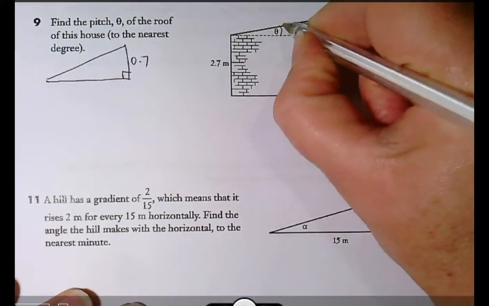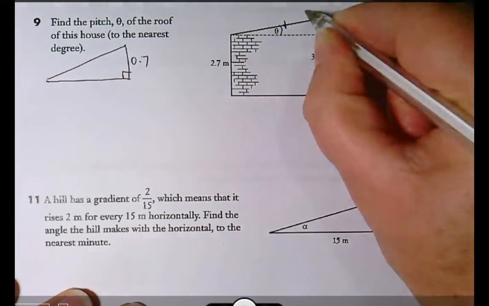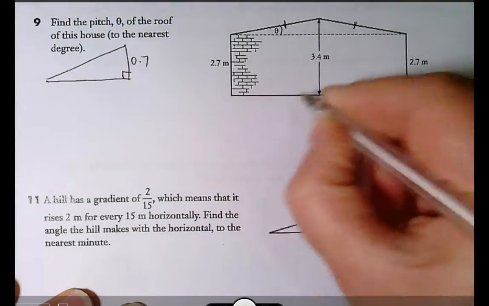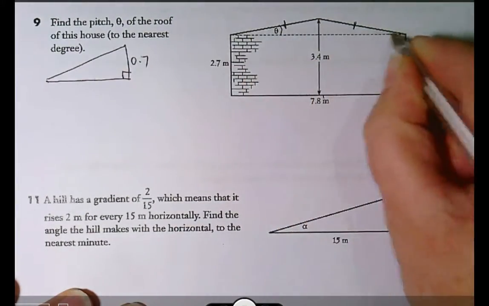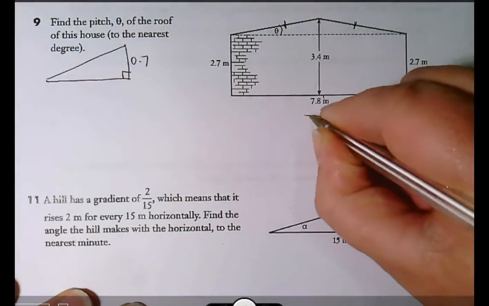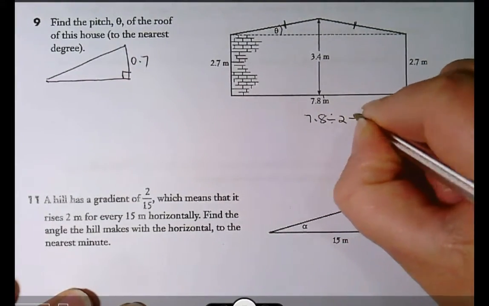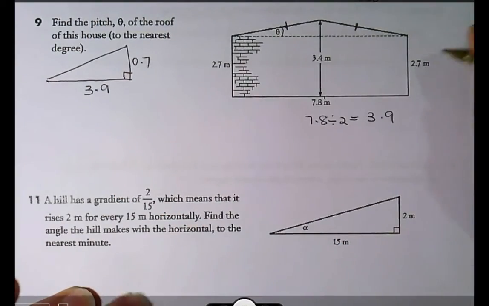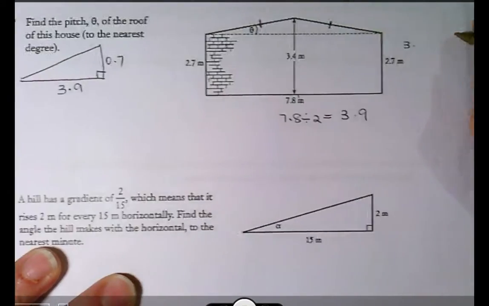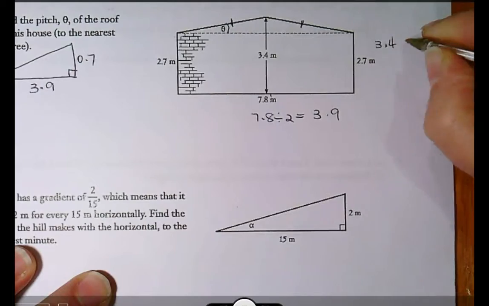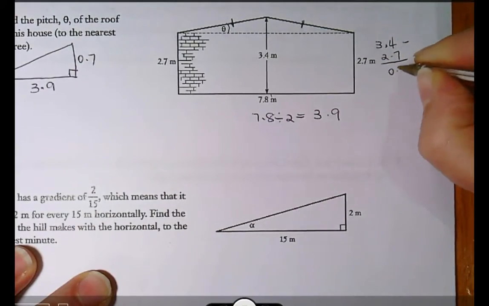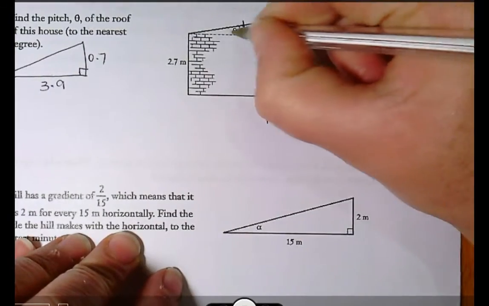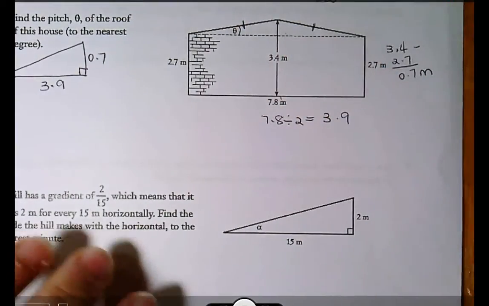And if this is a house, and this is like an isosceles triangle up here, and this is 7.8, we're going to assume that this distance across the bottom here is halved. So I need to do 7.8 divided by 2, which is 3.9. So the two calculations I did: 3.4 for that height minus 2.7, and we got 0.7 meters for this little section here. And for this section here, we got 3.9.